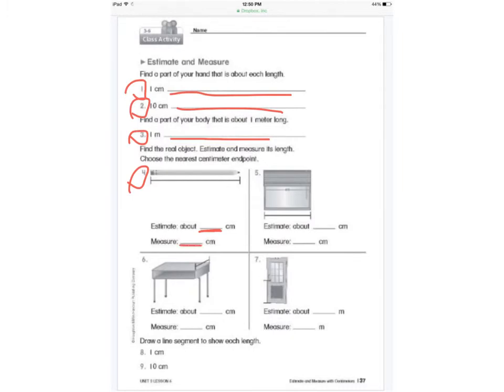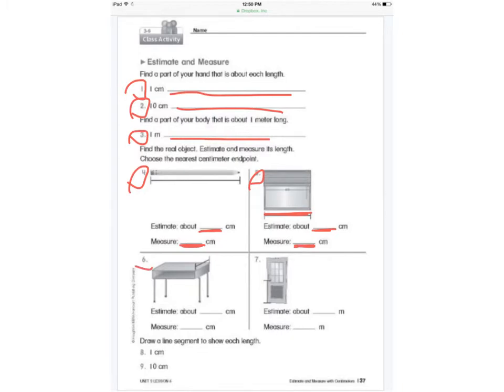Then you're actually going to measure it with your meter strip, and you're going to write down the actual number of centimeters long that pencil was. Number 5, you're looking for the length of the bottom of the windowsill. So you're looking at the bottom of the window and the length of the bottom of the window. You're going to take your best guess and estimate. Then you're going to measure and write down your measurement.